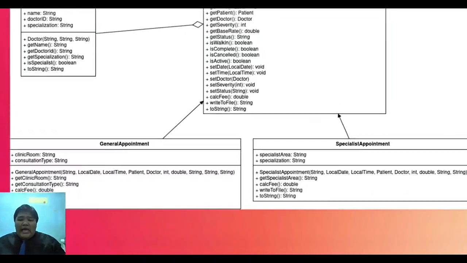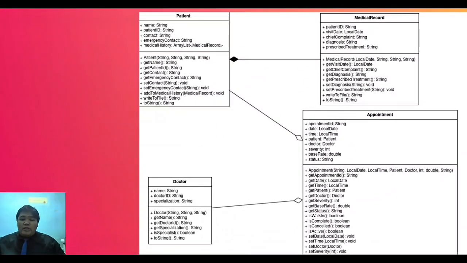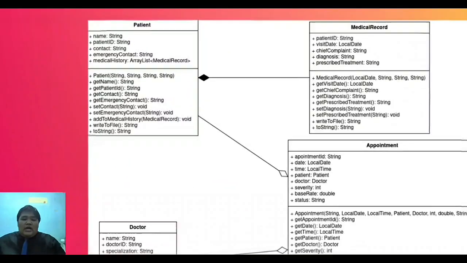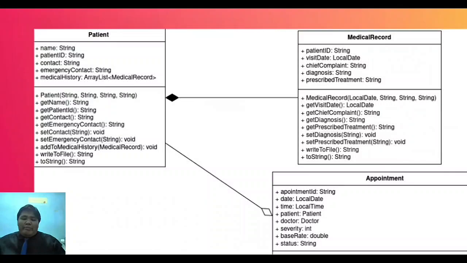Next, appointment has an aggregation link with patient and doctor. This means if an appointment is cancelled or delayed, the patient and doctor data will stay safe in the system. Lastly, we can see the black diamond on patient. That means it has a composition relationship with medical record. This means medical record cannot exist without patient. So if we delete a patient, all of their medical history is deleted automatically.